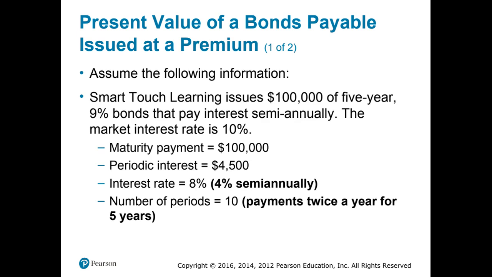So we're going to assume the following information. Smart Touch Learning issues 100,000 5-year 9% bonds that pay interest semi-annually. The market interest rate is 10%. So we've got our maturity payment of 100,000, periodic interest at 4,500, our interest rate, and our number of periods, which is 10 periods. These payments are twice a year for 5 years, so that means we're going to pay them 10 times.